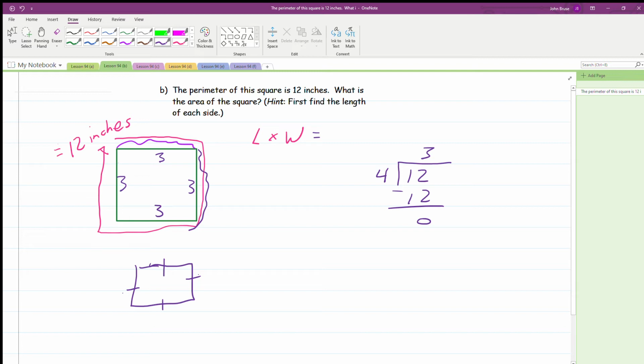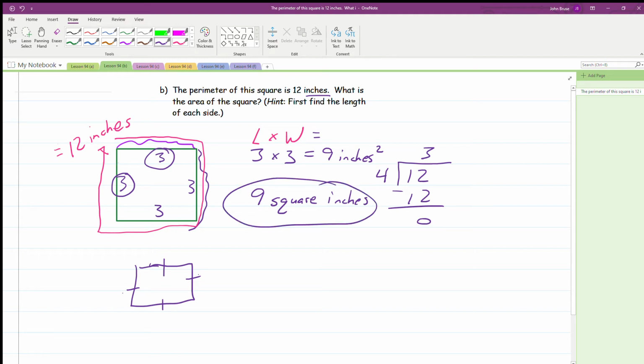All right? And it says, what is the area? Well, the area is length times width. So we just need to take the length and the width, and we need to multiply it. We can just plug it in. 3 times 3 is 9. So the answer is 9. And we need to make sure we label it. It's 9 inches squared. Or we can write 9 square inches. Both of those answers are acceptable.